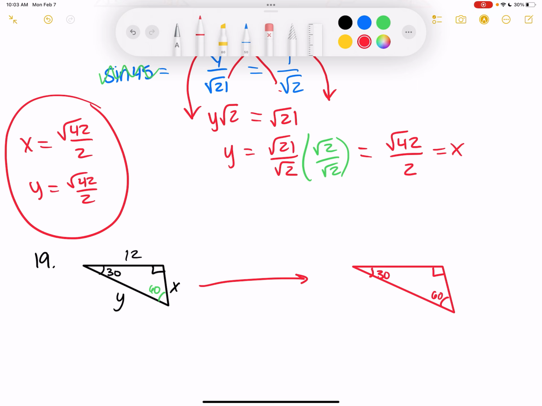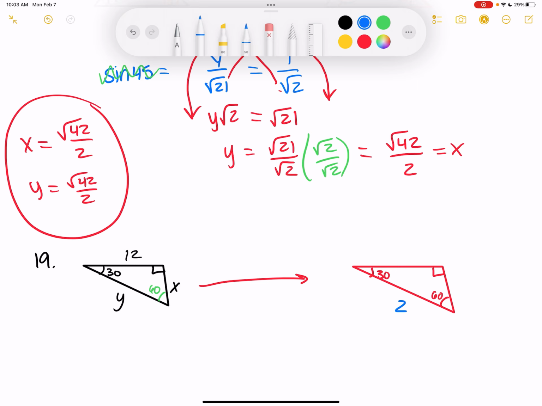So, what is the special type for 30, 60, 90? Let me look. Two is the hypotenuse, and then square root of 3 and 1. Where does the square root of 3 and where does the 1 go? Does it matter? Yeah. Smallest side goes with smallest angle.